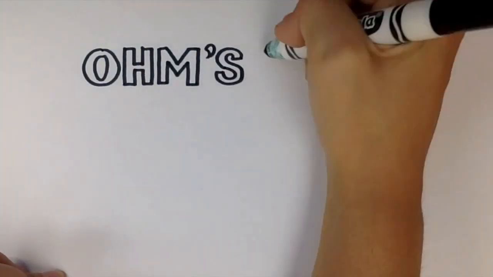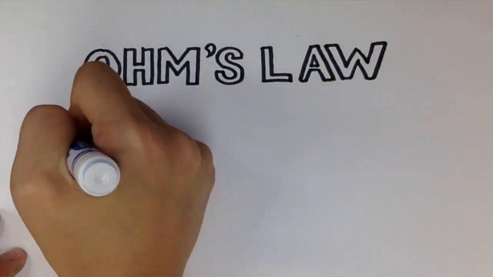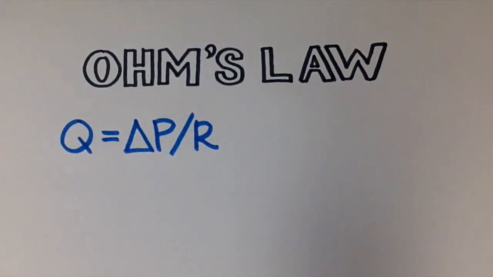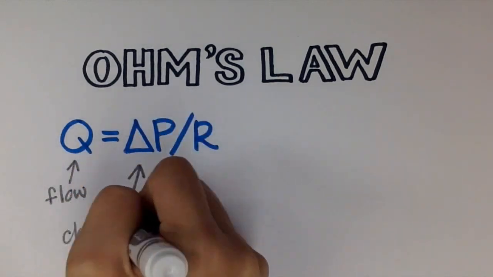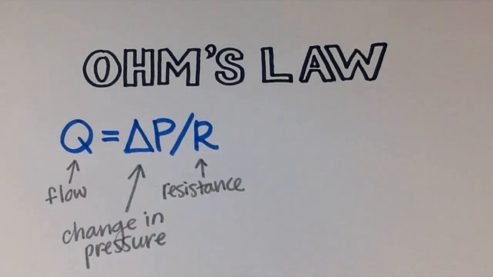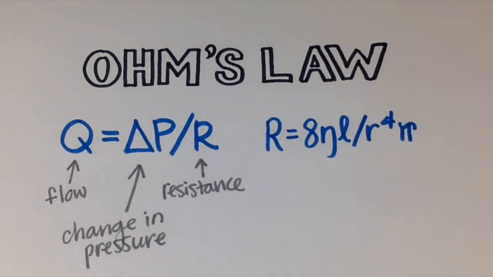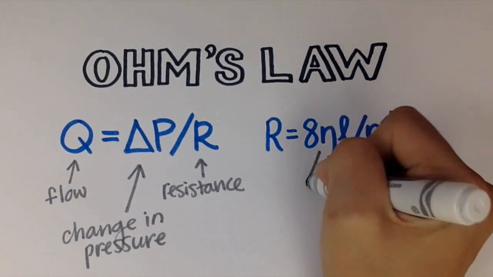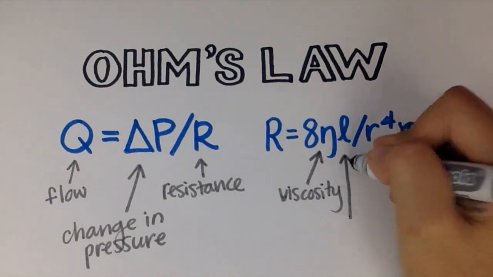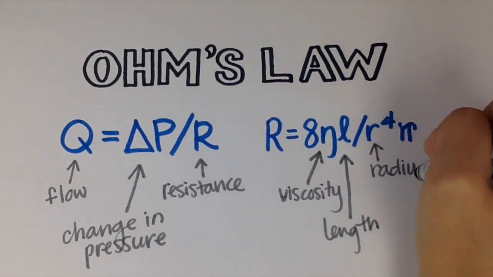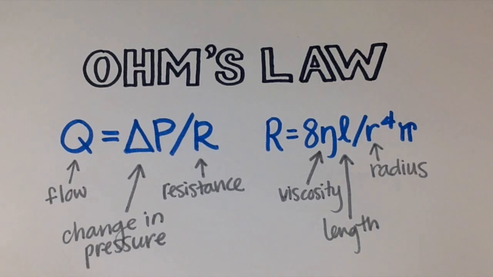Ohm's law describes how the flow of fluid in a tube, Q, is affected by the driving pressure, delta P, and the resistance to flow, R. Resistance in this equation can be expanded, where R equals 8 times nu times L over r to the fourth times pi. Nu refers to fluid viscosity, L is equal to the length of the tube, and r is the radius of the tube. In our case, the tube corresponds to the blood vessels of the frog, and Ohm's law allows us to connect changes in drip rate to physiological changes in pressure and resistance.